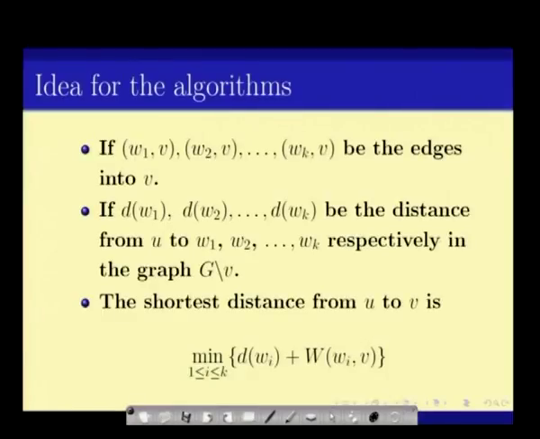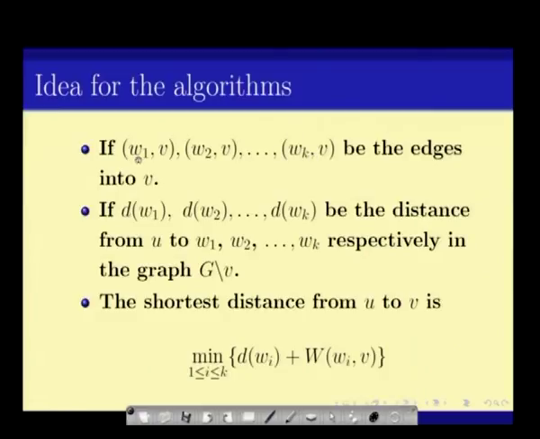As we described the algorithm, let us say I look at all my neighbors, w1, w2, ..., wk, which are the edges into v. I first ask what is the distance of u to w1, from u to w2 and u to wk, and write them as d(w1), d(w2), d(wk). Now, I know that if I have to enter v, I have to enter through one of these paths. I have only a finite number of places through which I can enter.